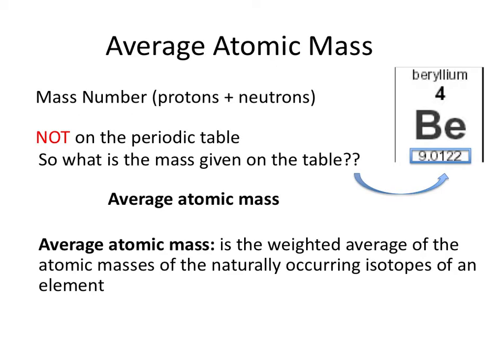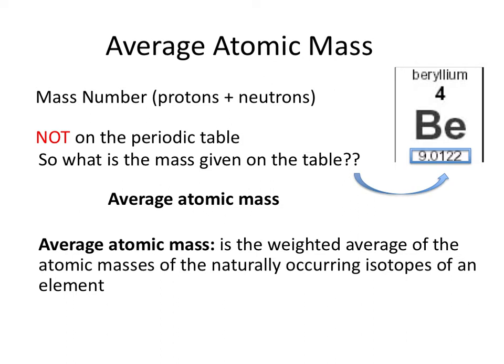Okay, so let's take a moment to review some of the things that we've learned. We learned that the atomic number is provided to us on the periodic table. It's the number of protons in a specific element. And then we learned about something else called the mass number. The mass number is the sum of the protons and the neutrons. We also learned, though, that that number is not found on the periodic table.